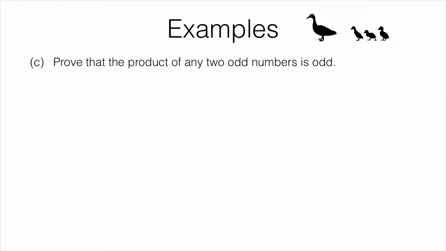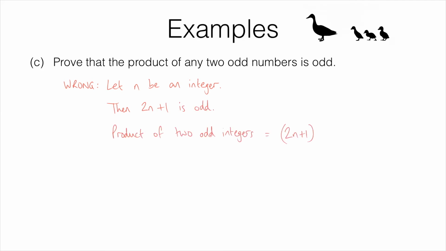In this example, we need to prove that the product of any 2 odd numbers is odd. Now, in this case, students often make the mistake of doing something like this. Can you see where this is going wrong?